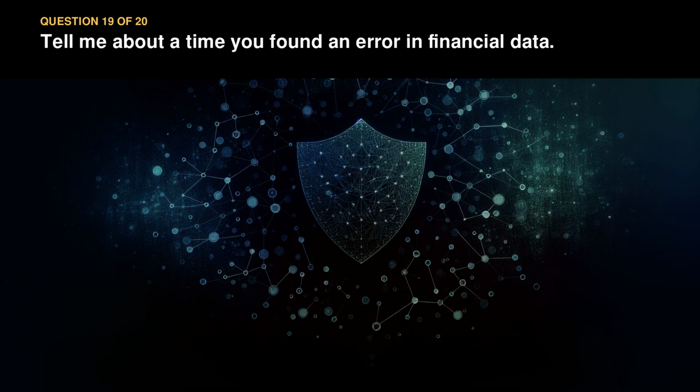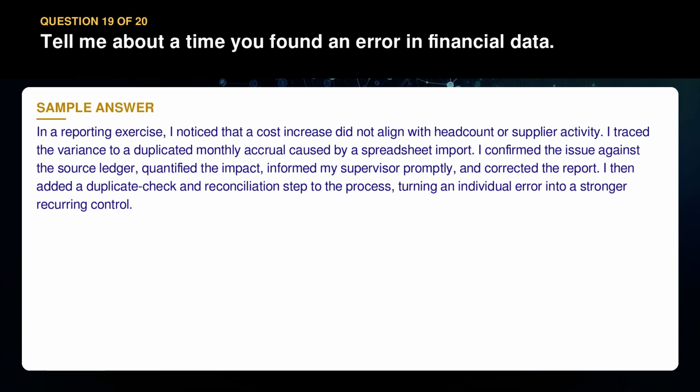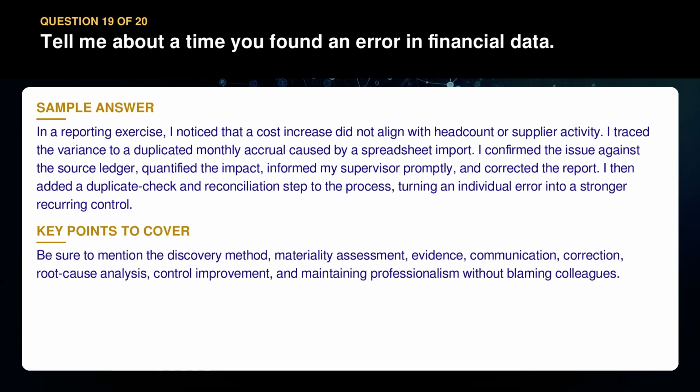Question 19. Tell me about a time you found an error in financial data. In a reporting exercise, I noticed that a cost increase did not align with headcount or supplier activity. I traced the variance to a duplicated monthly accrual caused by a spreadsheet import. I confirmed the issue against the source ledger, quantified the impact, informed my supervisor promptly, and corrected the report. I then added a duplicate check and reconciliation step to the process, turning an individual error into a stronger recurring control.